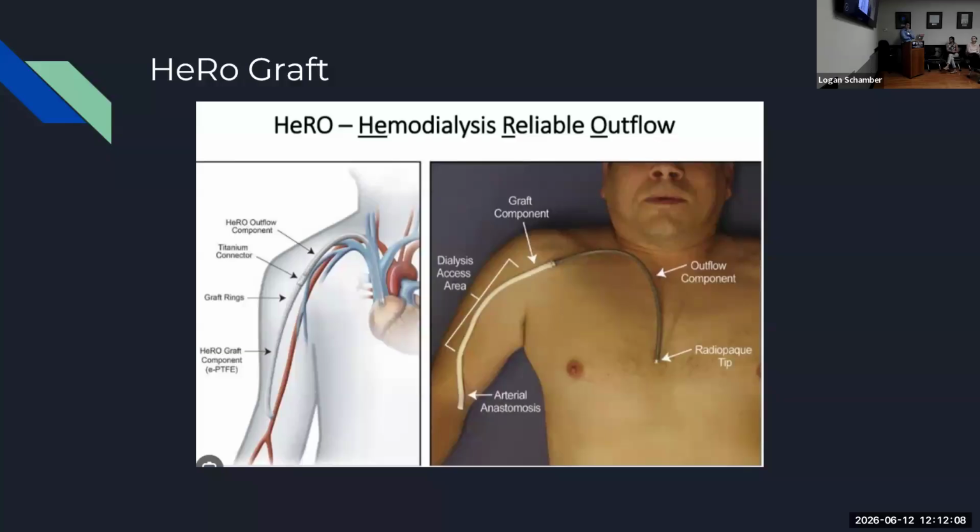So the benefit of using a HeRO graft over a traditional AV graft is that it's able to bypass the obstruction by connecting the brachial artery to the graft itself, and then it bypasses the venous outflow component and goes right into the SVC and right atrium. And again, there's no venous anastomosis, which is another thing that distinguishes it from your conventional AV grafts. The primary indication for its use is someone that has central venous stenosis, typically from a long indwelling CVC, or someone that has exhausted all other options possible.